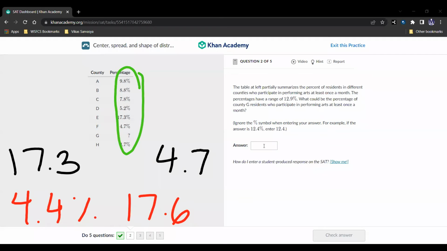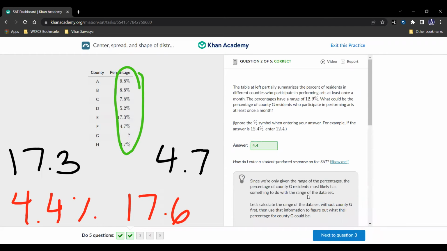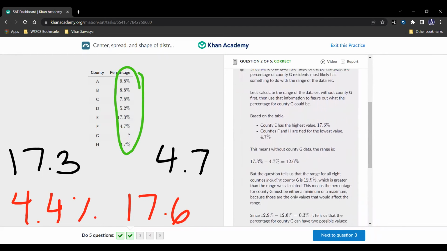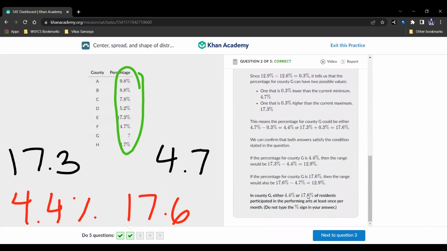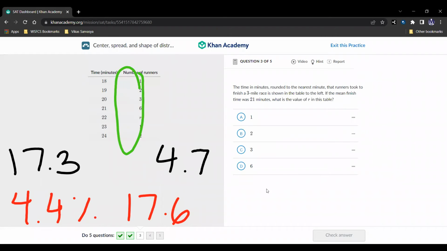So we can go with, say, 4.4% right here, but if we scroll down to the solution, you can see that either 4.4% or 17.6% of residents participate in the performing arts at least once per month. Either of these would be acceptable answers, it does not really matter. But let's move on to our next question.